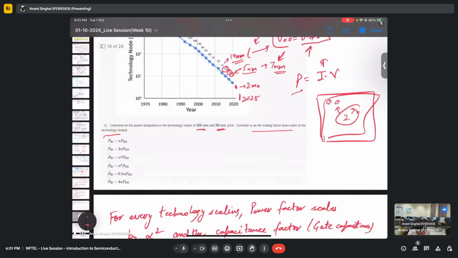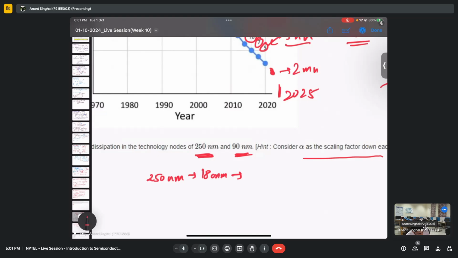So let's see what the question is here. What we are doing is going from 250 to 90. So we need to see here, let's say this is 250 and this is 90. So we have done 1, 2, 3 scalings. Let me try to write what I'm trying to say. So we went from 250 to 180 nanometer, 180 to 130, and 130 to, I guess, 90.